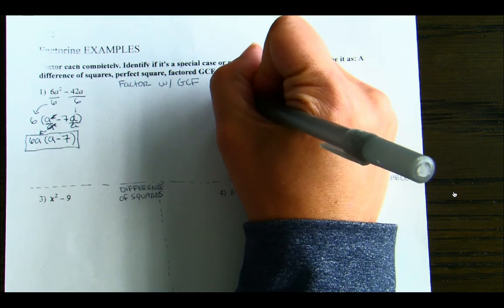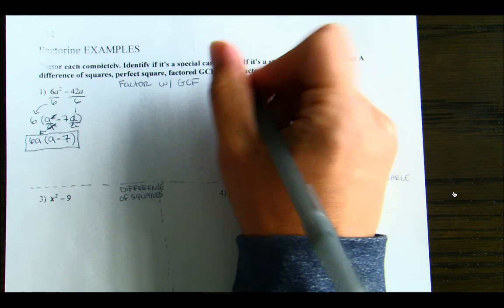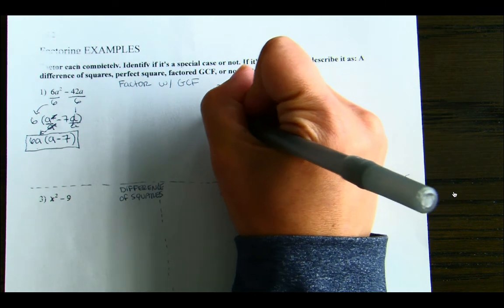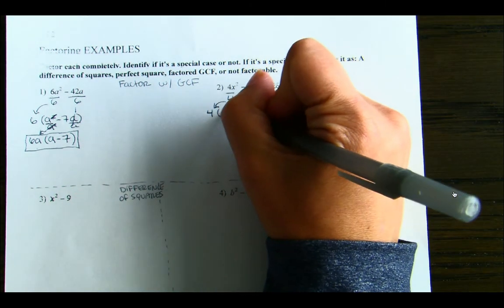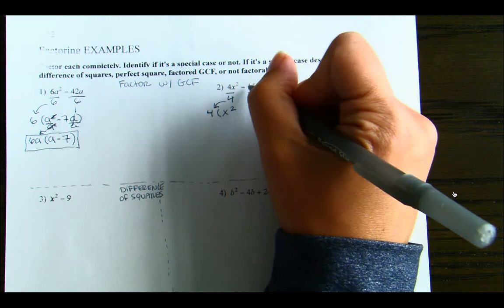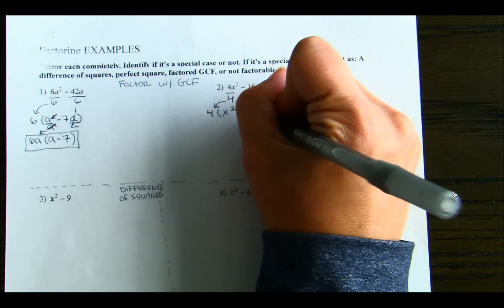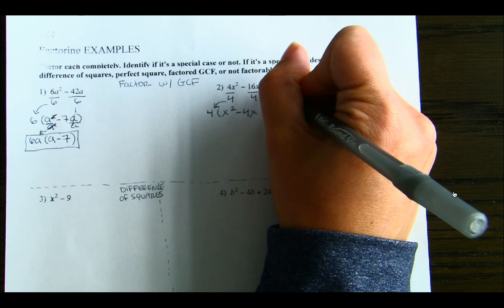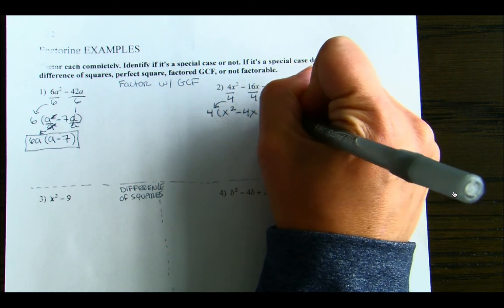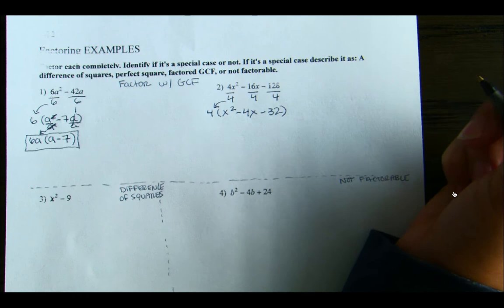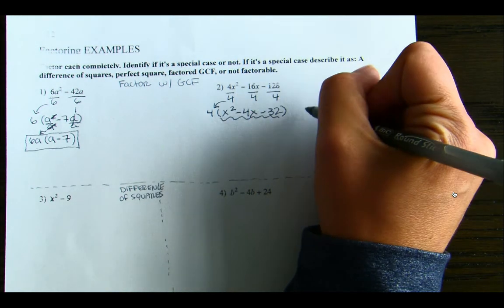So I'm going to divide all of these by 4 first and remove a 4 from it. So 4 divided by 4 is 1, which leaves x squared. Negative 16 divided by 4 is negative 4x, and negative 128 divided by 4 leaves me negative 32. So from there, I'm going to factor what's inside before I do anything.